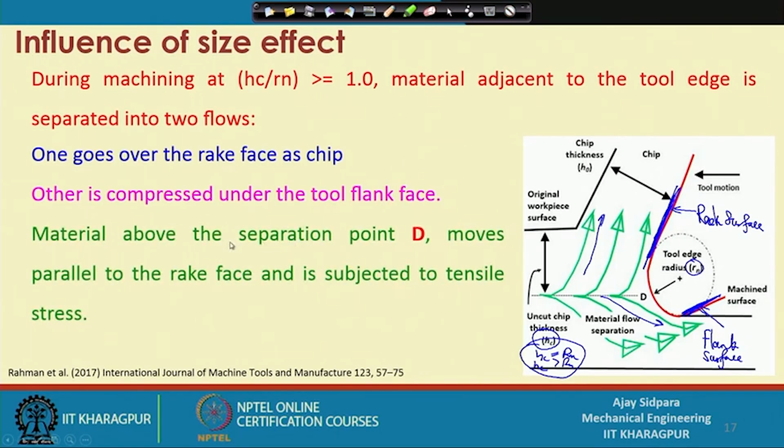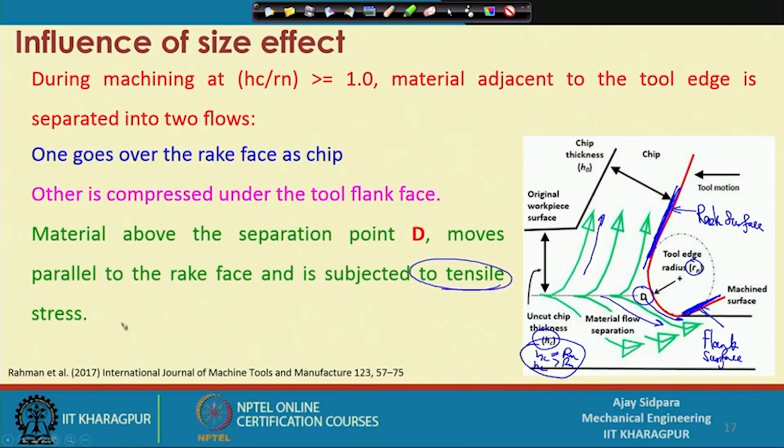So, the material above the separation point D. This is the point we discussed in the last class, that this D is moving from here downward, so that you get a different mechanism of material removal, or sometimes material deformation mechanism, not actually a removal mechanism, because in many cases material was not removed in terms of chips. Here the material above the separation point D moves parallel to the rake face and is subjected to tensile stress. Whatever material is coming out will be in tensile stress.